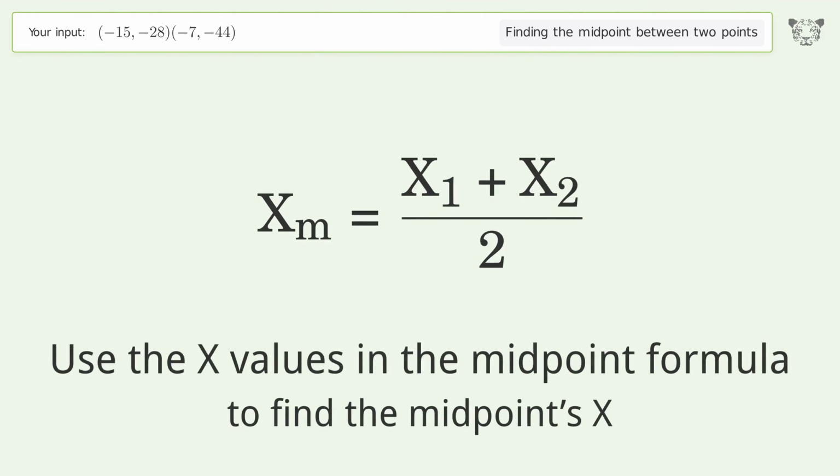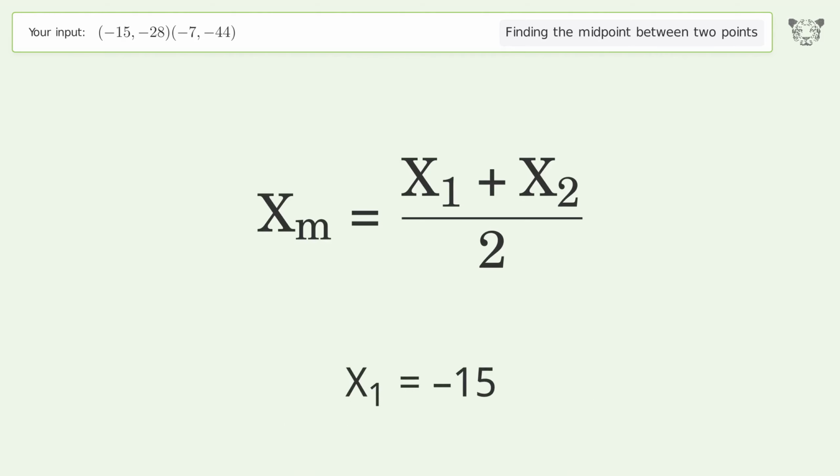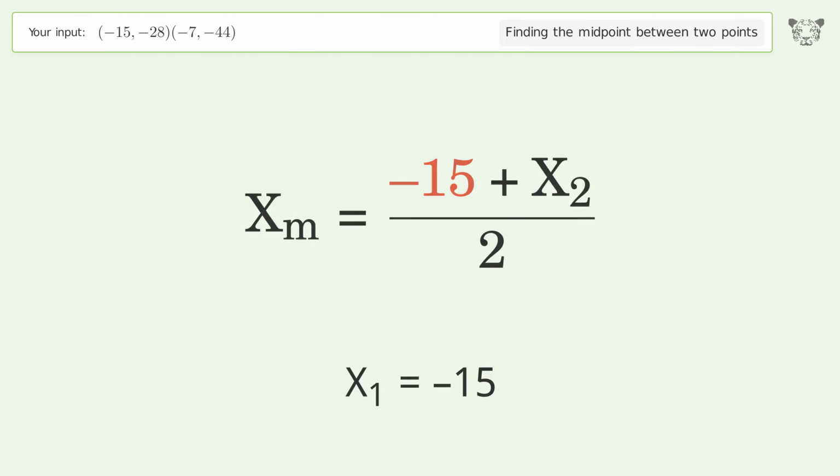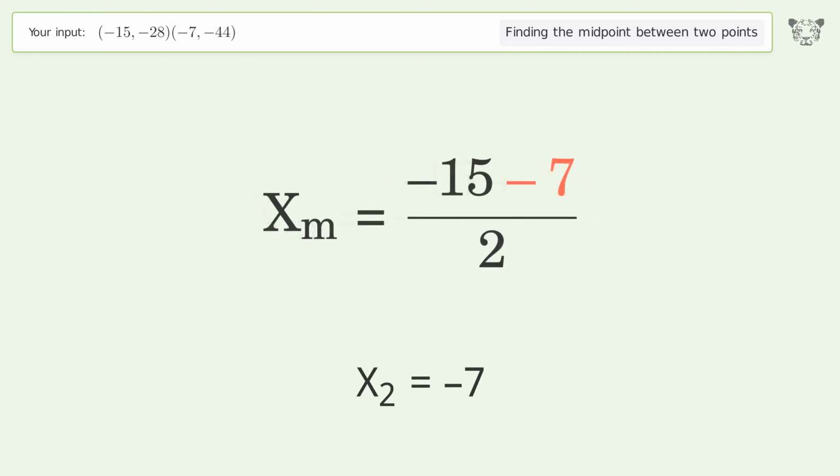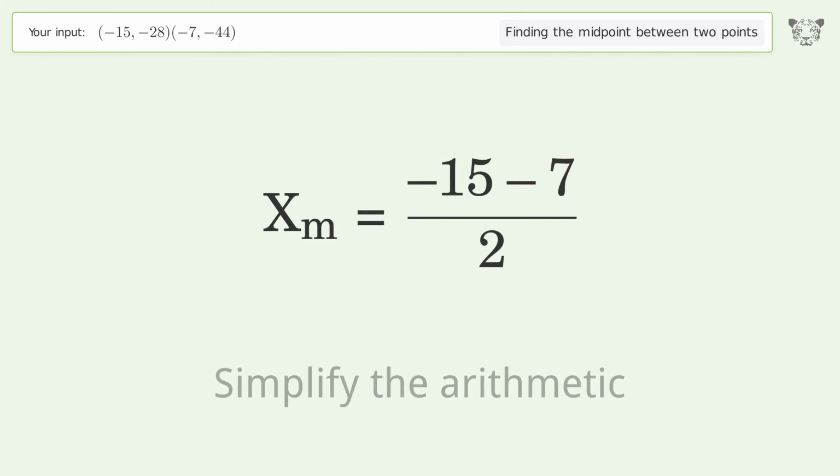Use the x values in the midpoint formula to find the midpoint's x. x1 equals -15. x2 equals -7. Simplify the arithmetic.